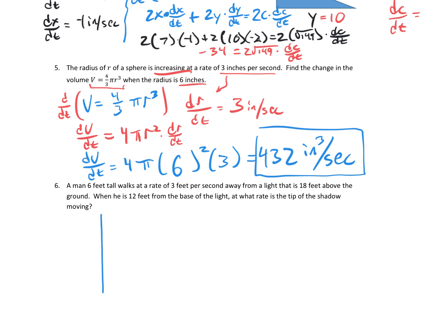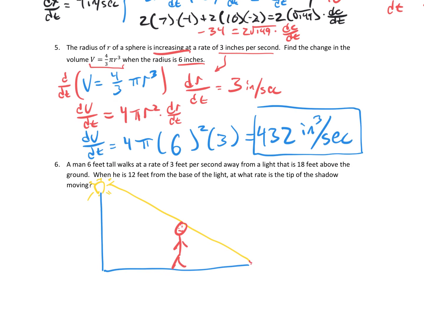Okay, so we've got this situation here. We've got a light up here. Let's get our light going. Here's our light bulb, shining down on this guy that's walking here. Very long torso there. All right. And so the question is, what is the rate? Well, we know we've got his rate here. So let's maybe call that x, his distance from the base of the light. And then we have the distance to the tip of the shadow.